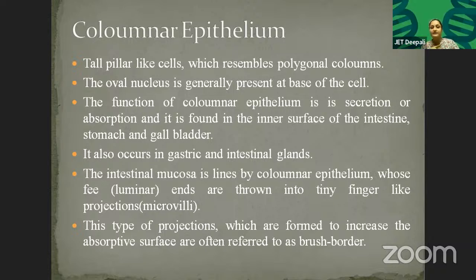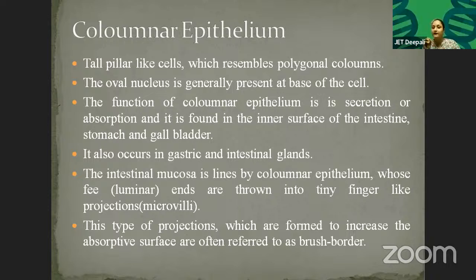So this again creates an MCQ. In which kind of epithelial cells is the nucleus present at the base of the cell? Squamous, cuboidal, columnar, glandular. Then you have to take columnar epithelium. The function of columnar epithelium is secretion or absorption, meaning they help in secretion and absorption.